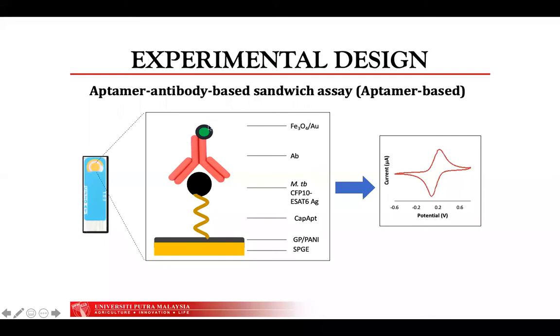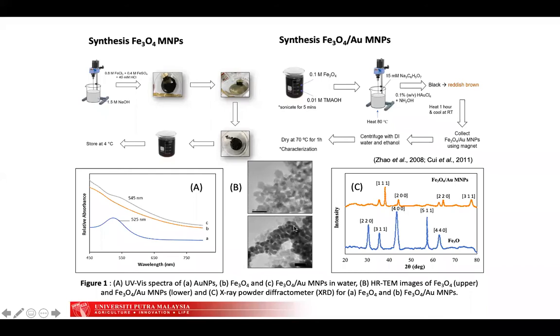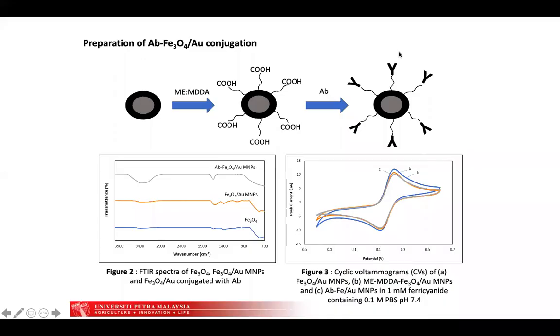The same principle is also being used, but instead of antibody, we replace it with aptamer, which is selective toward the CFP10 ESAT6. This is the process of producing Fe3O4 and combining it with the gold nanoparticles. And these are the images from HRTEM. So this is the process of conjugation of the antibody on top of the nanoparticle. The same protocol is being used for aptamer.